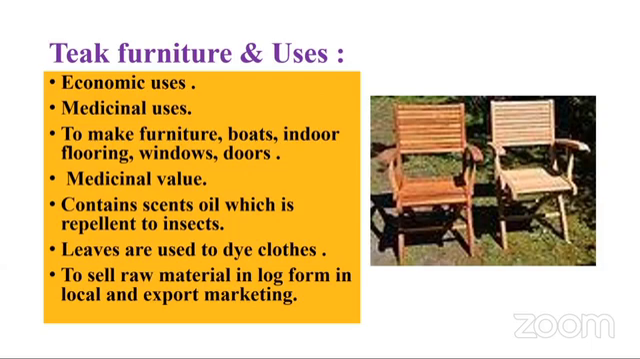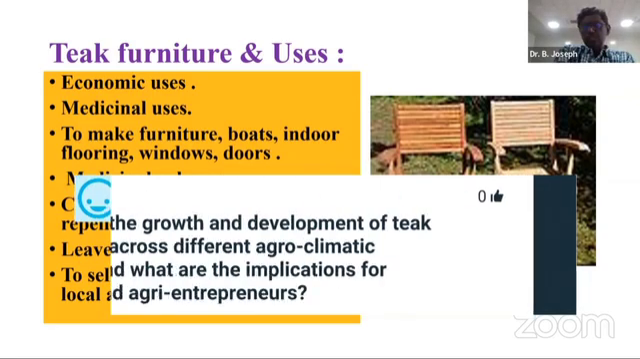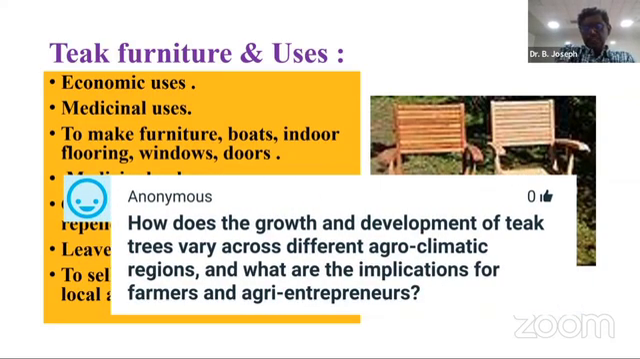And how does the growth and development of teak trees vary across different agroclimatic regions, and what are the implications for farmers and agri entrepreneurs? Yeah, what I told you just now, depending upon the rainfall, there are heavy rainfall regions also. In heavy rainfall regions, teak goes very fast, but the quality of the timber which we are going to use will not be that good.